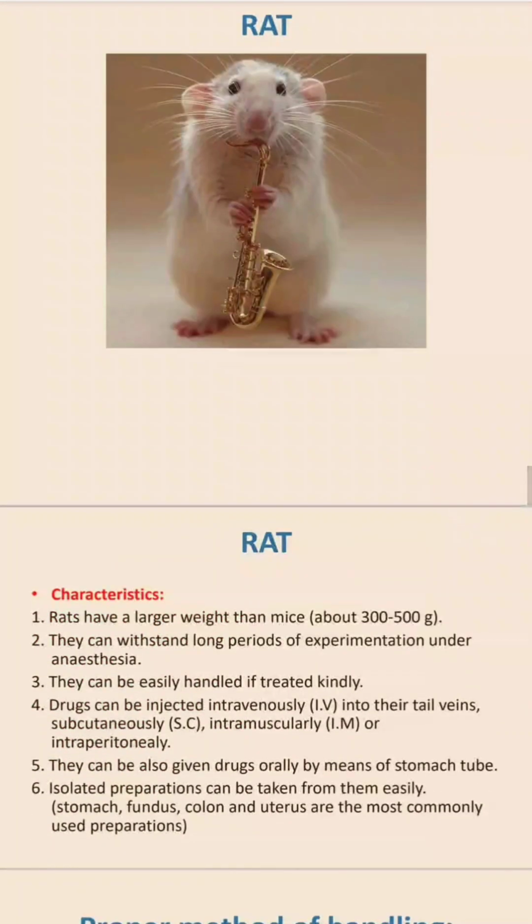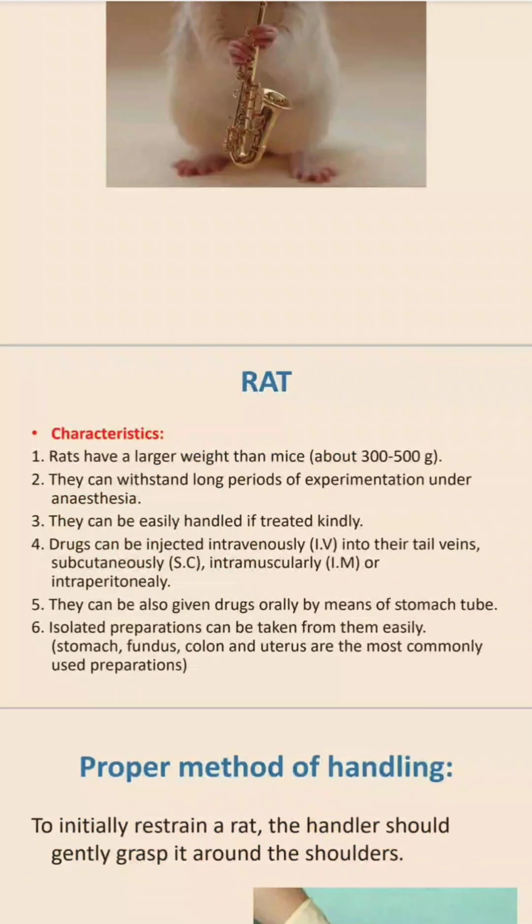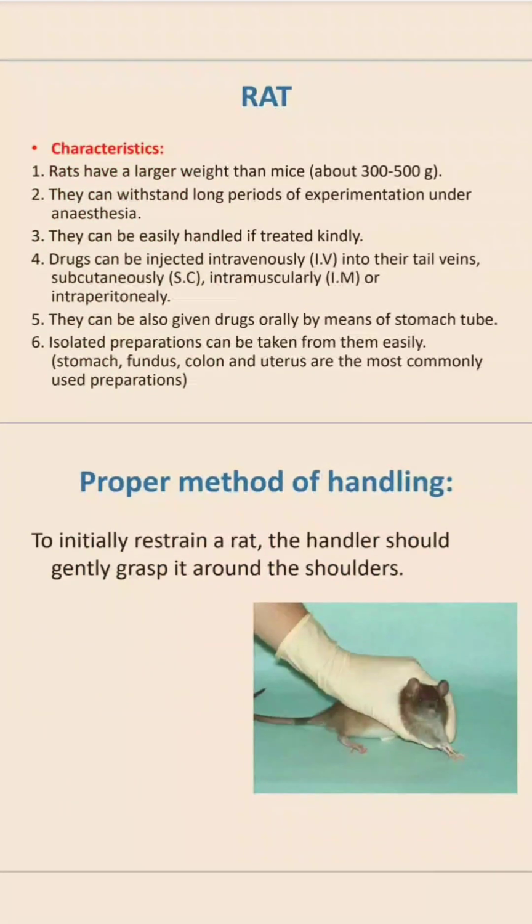Now let's discuss the characteristics of the rat. They have a larger weight than mice, about 300 to 500 gram. They can withstand long periods of experimentation under anesthesia. They can be easily handled if treated kindly. Drugs can be injected IV into the tail veins, subcutaneously, intramuscularly or intraperitoneally. They can also be given drugs orally by means of stomach tube. Isolated preparations can be taken from them easily.